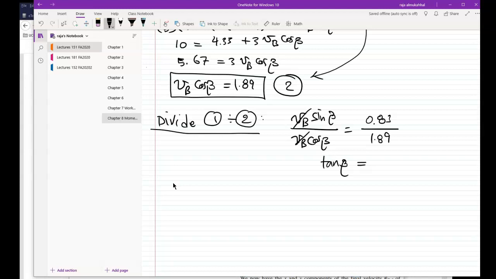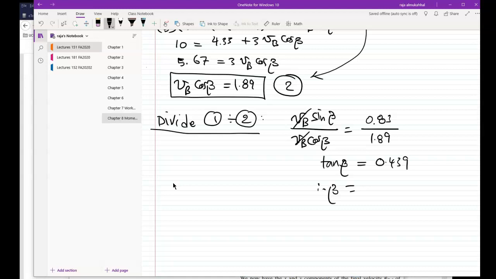I'm using my calculator. Answer, and that's equal to 0.439. And therefore beta is equal to, let me take the inverse tangent. Let me do it here. Answer equals, I got 23.7.